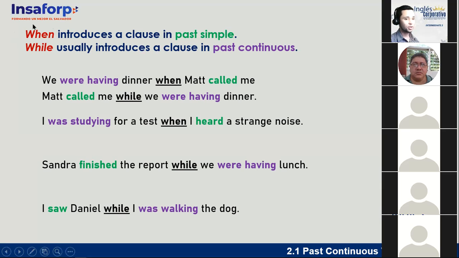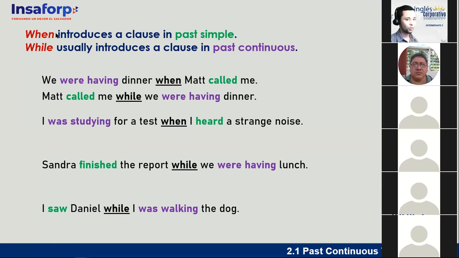La clave está, si usted mira when, entonces ya sabe que lo que sigue, lo más seguro es que es en past simple. Si dice while, lo más seguro es que lo que va después va en past continuous. Se puede ocupar when con past continuous también, pero no es tan común. Lo más común es utilizar while. Y aquí tenemos ejemplos. Fíjese bien. We were having dinner when Matt called me. Okay. We were having dinner when Matt called me. All right. Tenemos when y qué es lo que sigue.